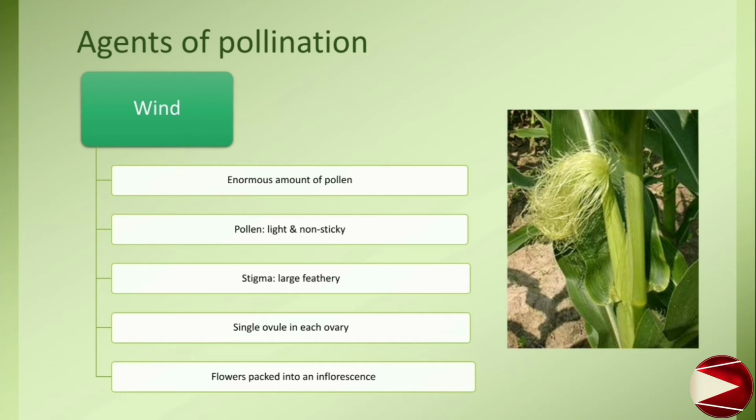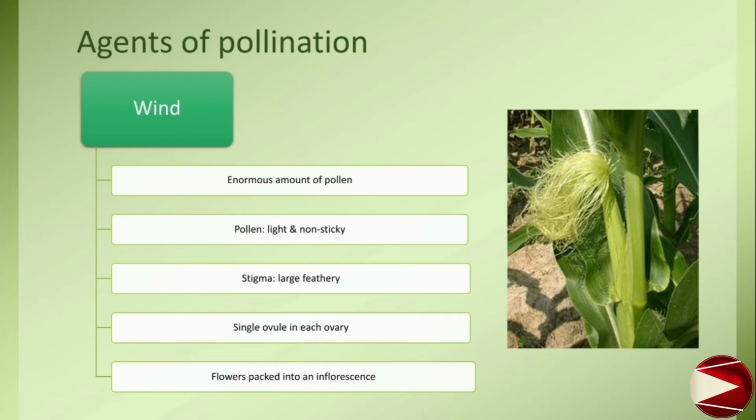Here pollen grains are light in weight and non-sticky, so that they can be blown away with the wind. Flowers possess well exposed stamens and large, often feathery stigma to easily trap airborne pollen grains. Here, often one ovule is present in each ovary.